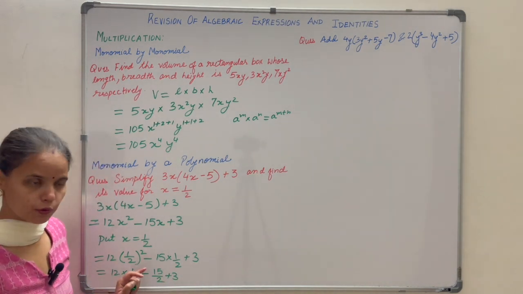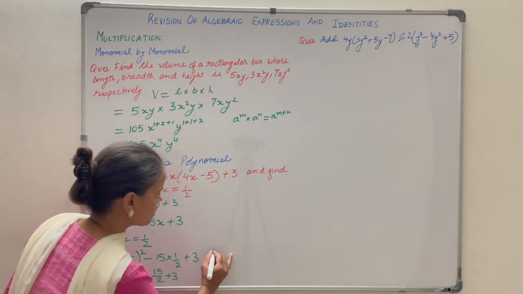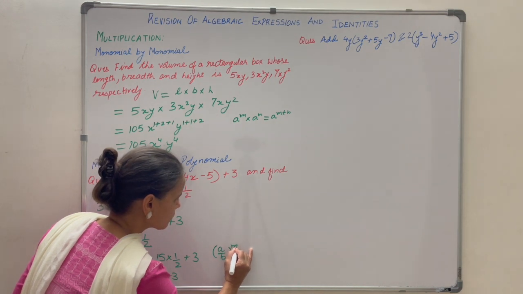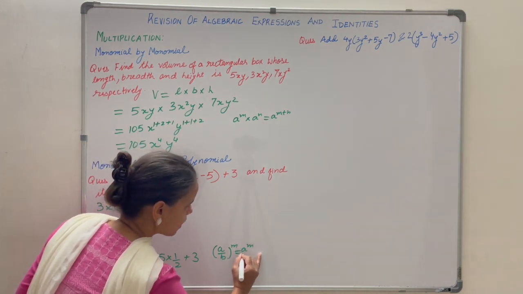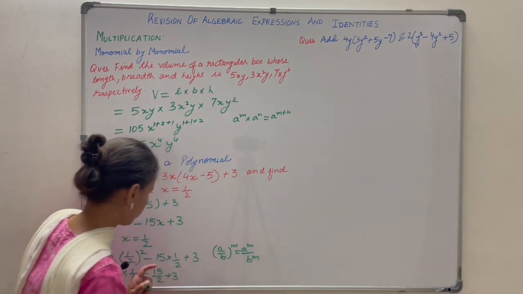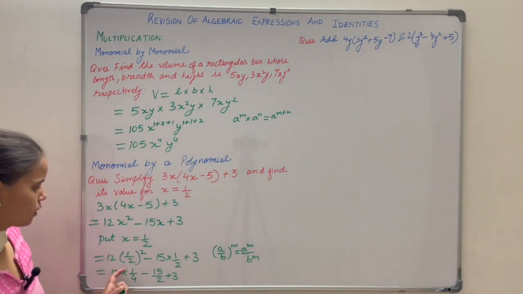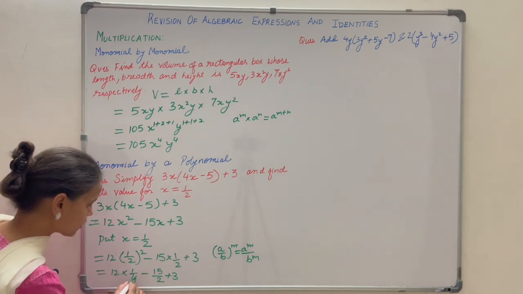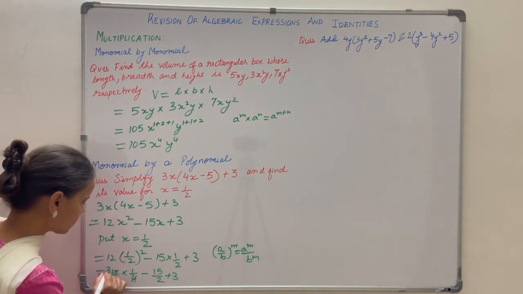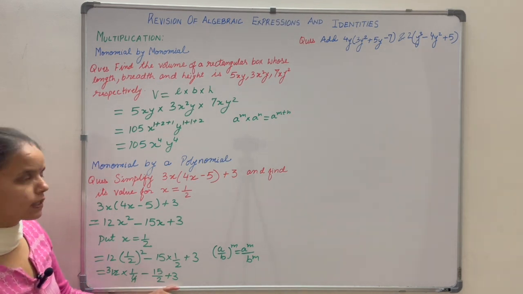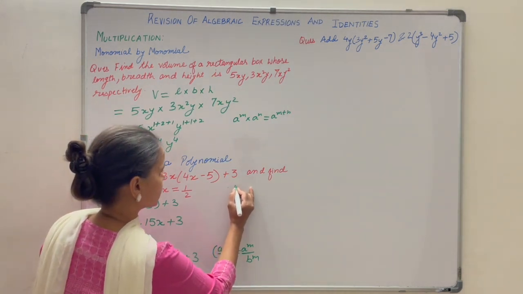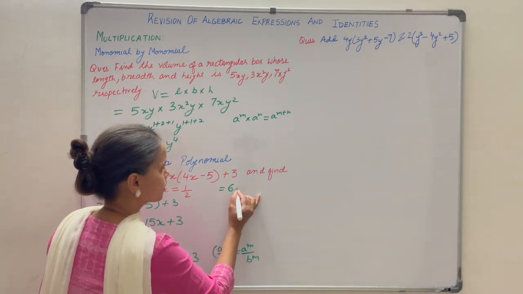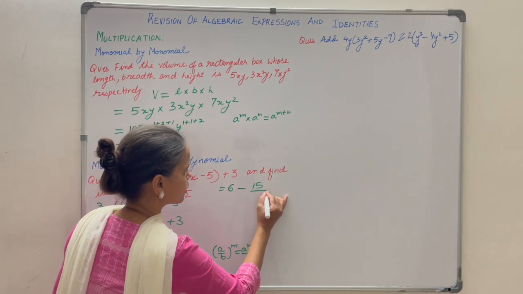Here we have used one property of laws of exponents: where the bases are different and the power is same, it is a raised power m upon b raised power m. So 1 square is 1, 2 square is 4. You can cancel 4 and 12, so you get here 3. So 3 plus 3 is 6. So that is 6 minus 15 by 2.